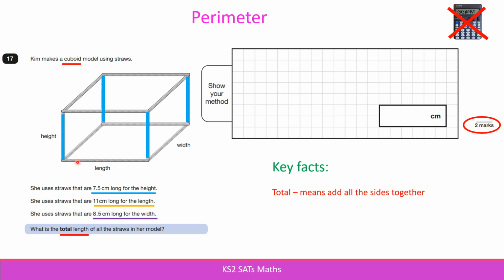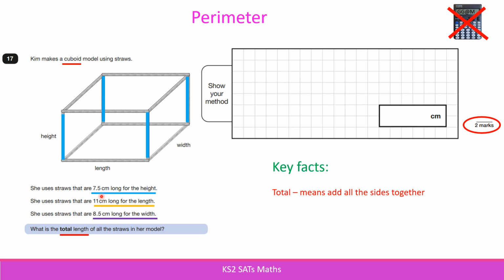So I'm going to do 7.5 times by 4. Now, if you prefer, you could do 7.5 plus 7.5 plus 7.5 plus 7.5. It will give you the same answer. But multiplying by 4 will give you the quicker way to get the answer. Now, to work out 7.5 by 4 in your head, the easiest way to do it is to double and then double again. So we're going to double 7.5. So double 7 is 14. Double 0.5 is 1. 14 plus 1 gives me 15. So doubling 7.5 is 15.